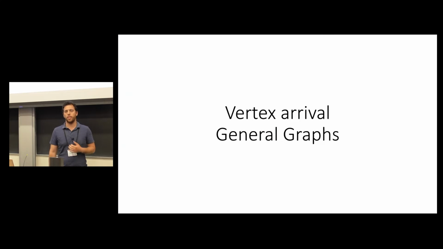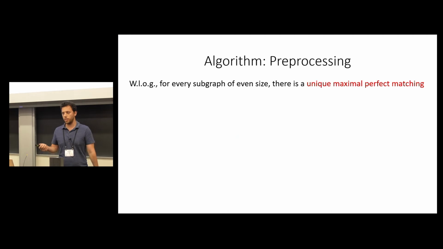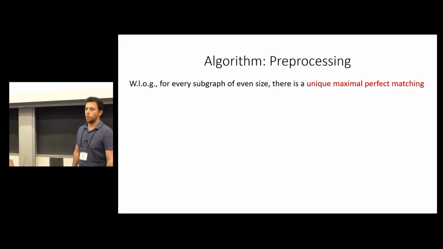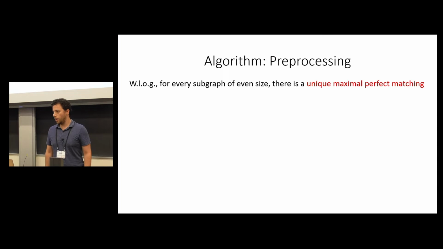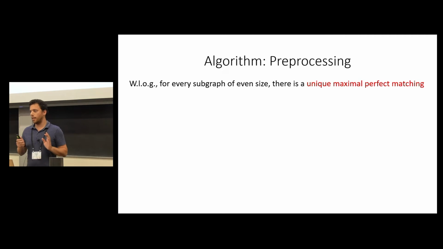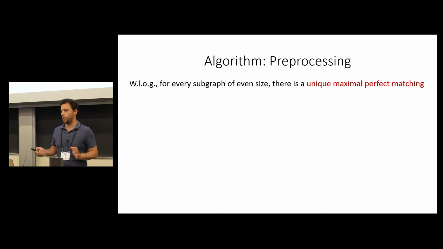So let's start with the vertex arrival for general graphs. The first assumption that I'm going to make, which is without loss of generality, is that for every subgraph of even size, there is a unique maximal perfect matching.